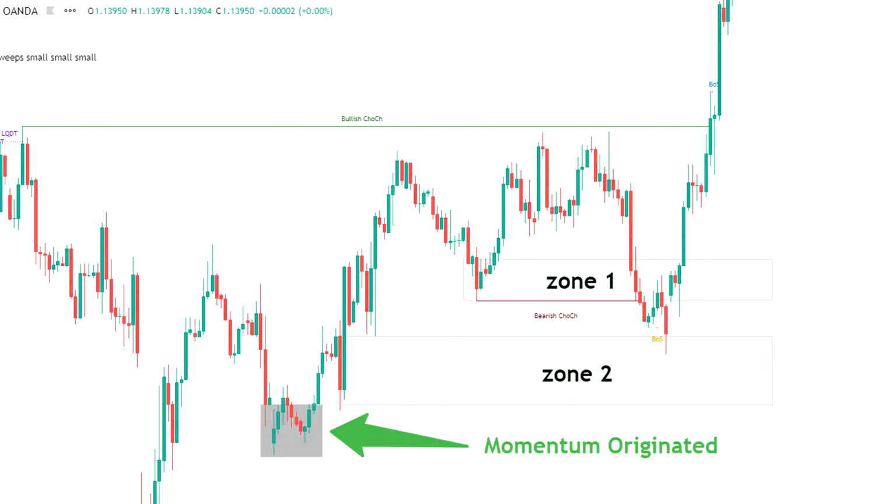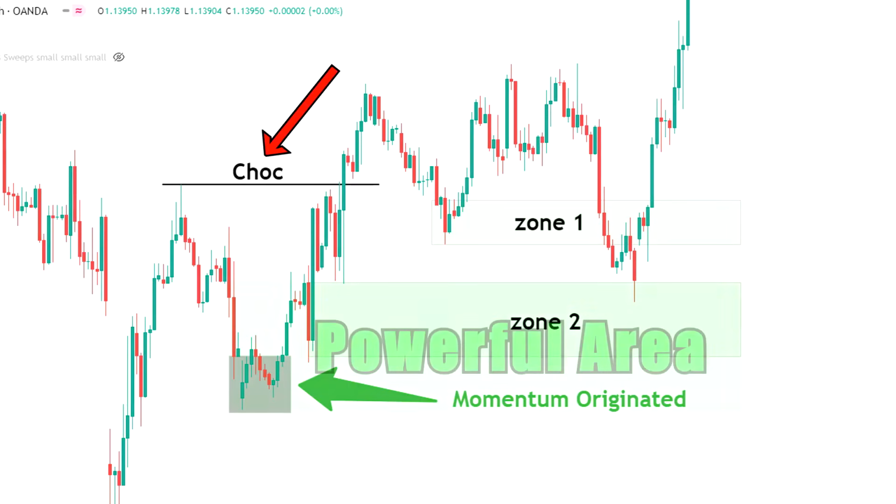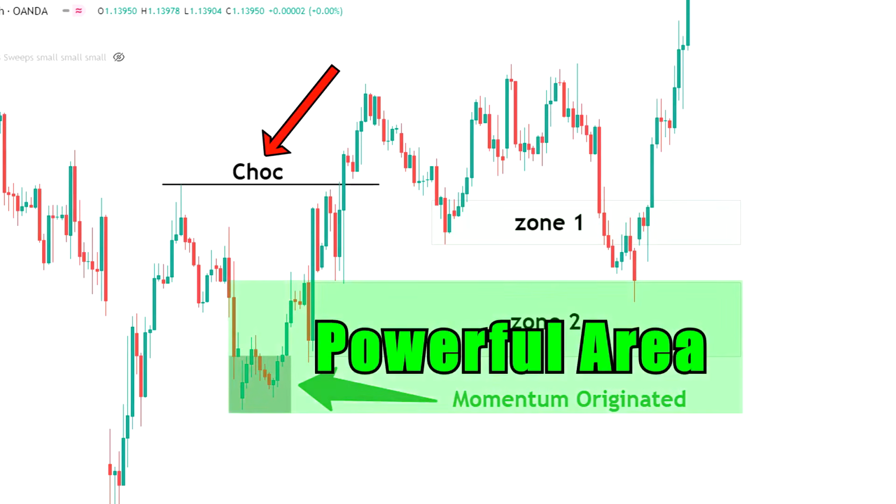When that happens, another reliable method to determine the stronger zone is by analyzing where the actual momentum or strength originated. For example, if there's a noticeable break of structure to the upside, it's important to look at which demand zone caused that move. If the breakout was triggered from the lower zone, it suggests that institutional buying likely occurred there, marking it as a powerful area.